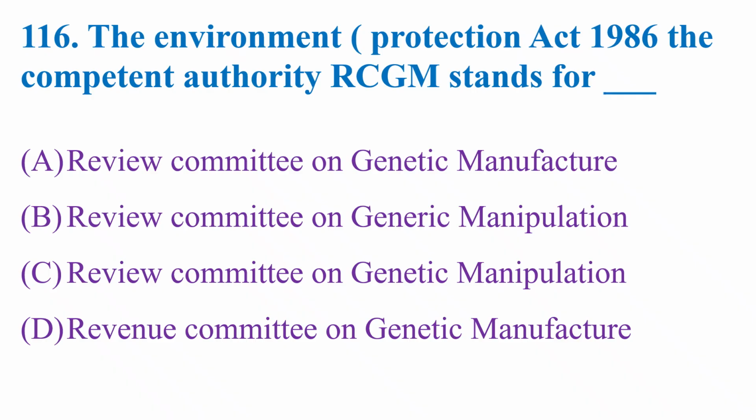116. Under the Environment Protection Act 1986, the competent authority RCGM stands for Review Committee on Genetic Manipulation. So it is an important regulatory body under the Environment Protection Act 1986 in India, and basically it oversees the genetic engineering research, it ensures the biosafety guidelines, and also it monitors the work which is involved in genetically modified organisms. So the correct option is option number C.